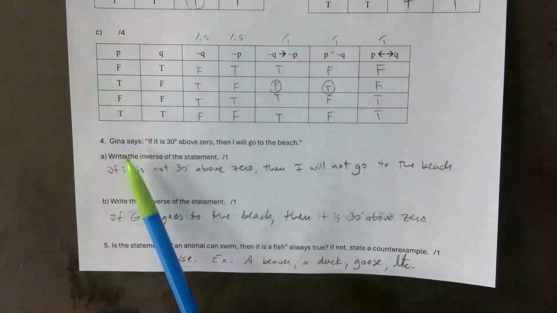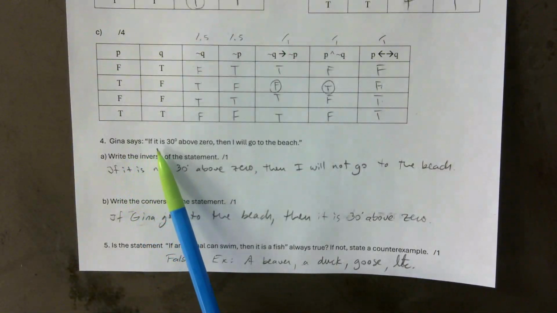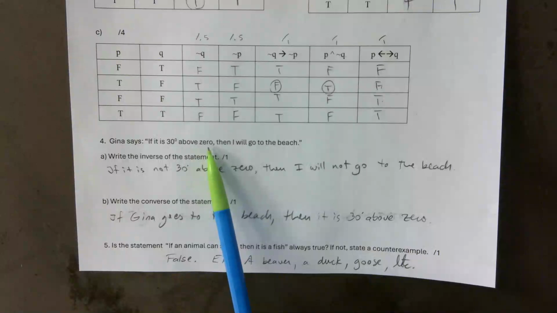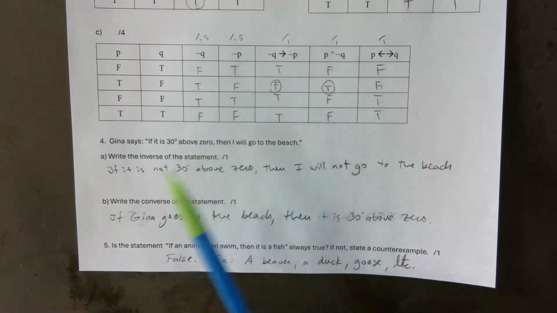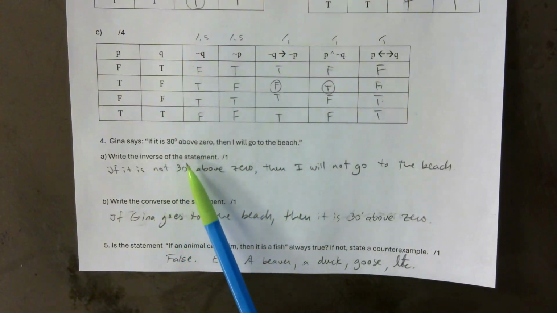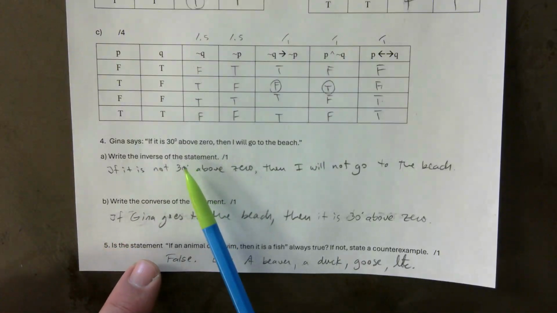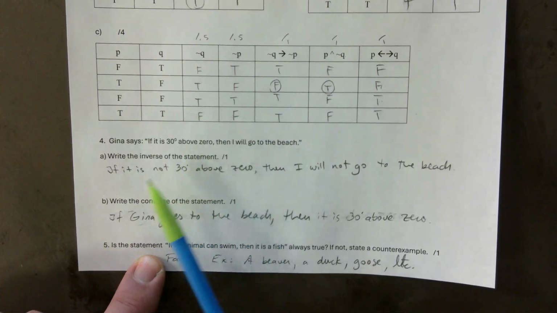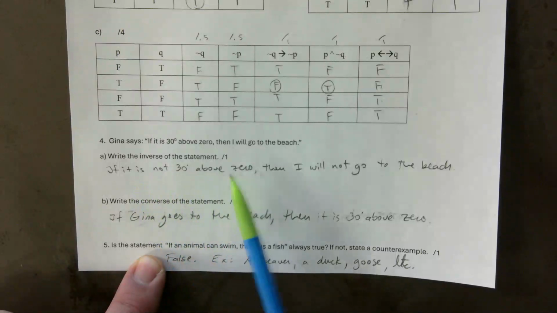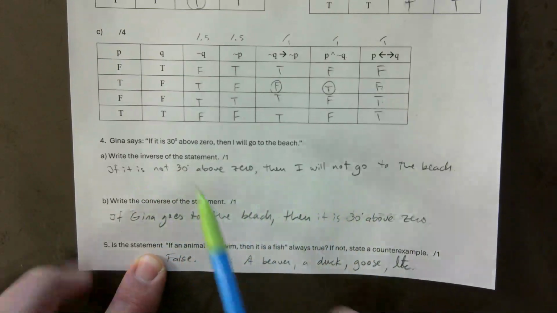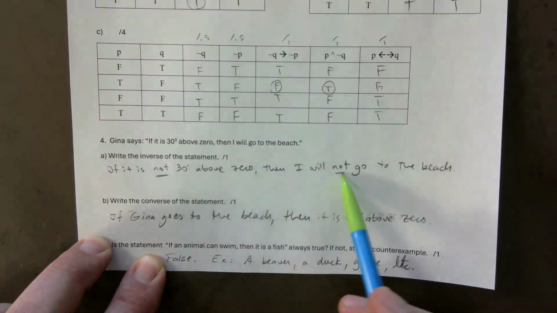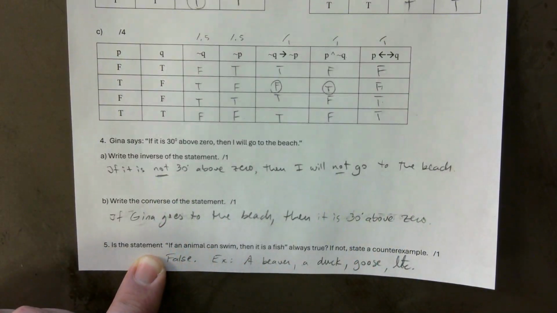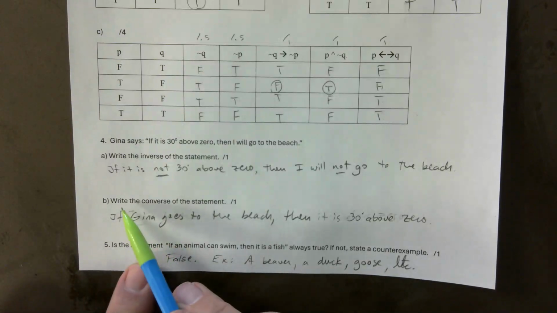Okay? Gina says that if it is 30 degrees above 0, then I will go to the beach. What's the inverse? Inverse is simply saying not to both parts. So if it is not 30 degrees above 0, then I will not go to the beach. She will not be going to the beach or something like that. As long as it's coherent, we're good.